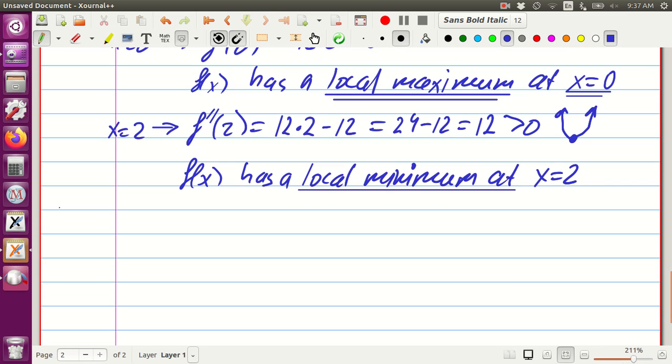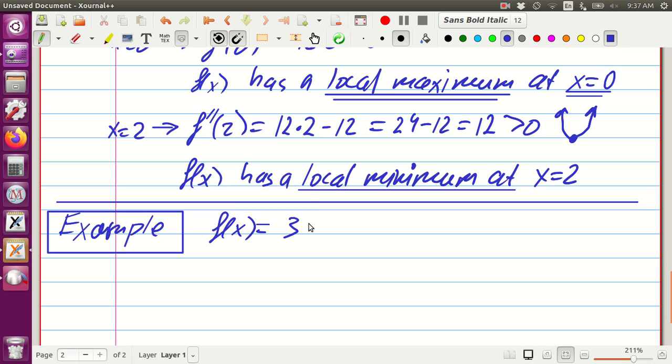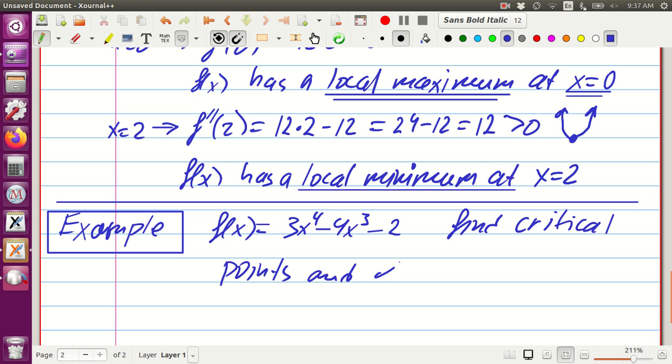All right, so another example is the following. So in this example, we're going to deal with the following function. f of x is 3x to the 4 minus 4x cubed minus 2. All right, so again, the assignment is the same. Find critical points and classify them.